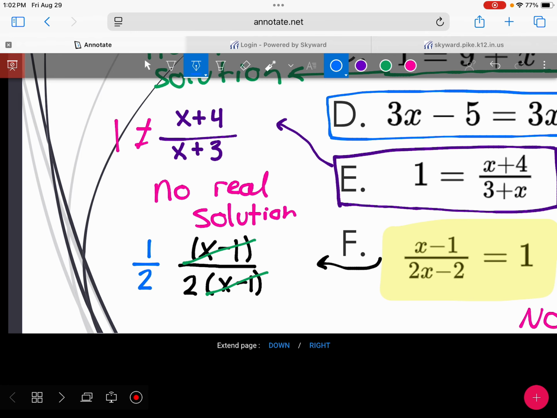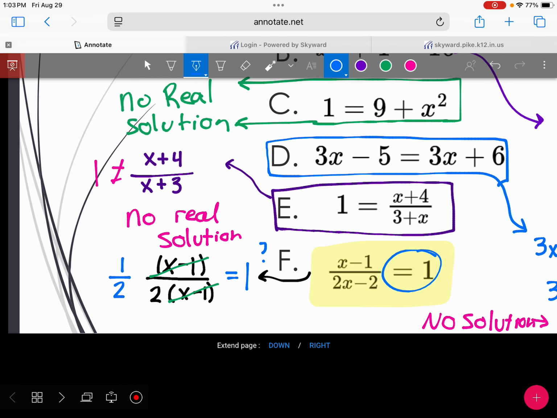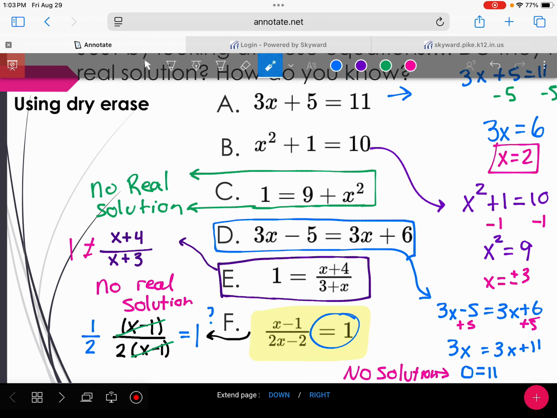Does that equal 1? Does it equal 1? Because that's what they said here. Nope. Again, this is a no solution situation. So we have a lot up here that don't have solutions. We, in fact, had 2 that we could get solutions on. Bless you. The rest of these were no solutions.